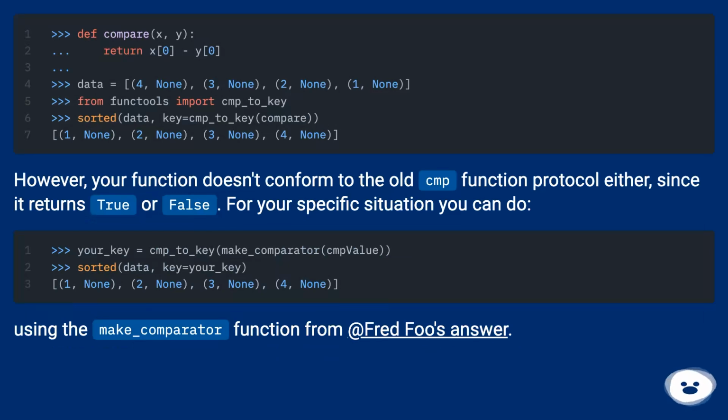However, your function doesn't conform to the old cmp function protocol either, since it returns true or false. For your specific situation, you can do this, using the make_comparator function from @fredfoo's answer.